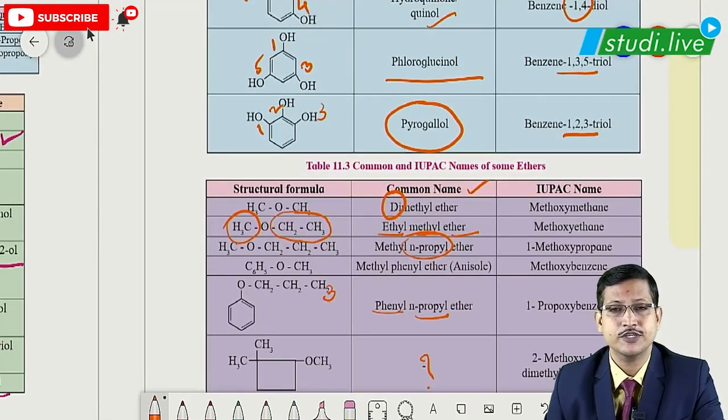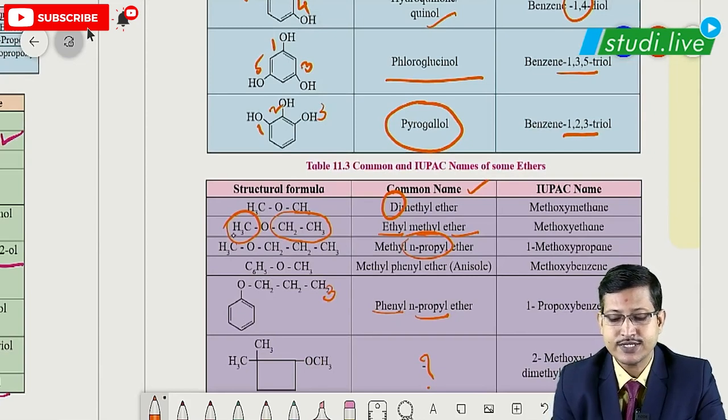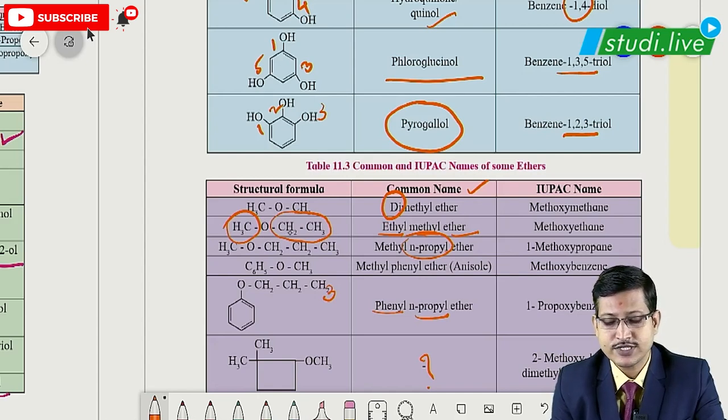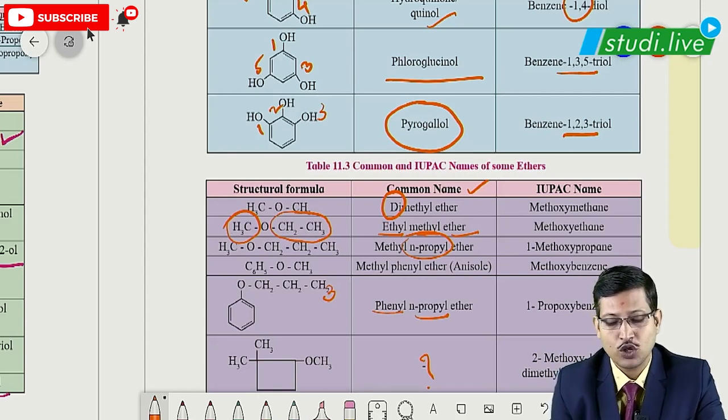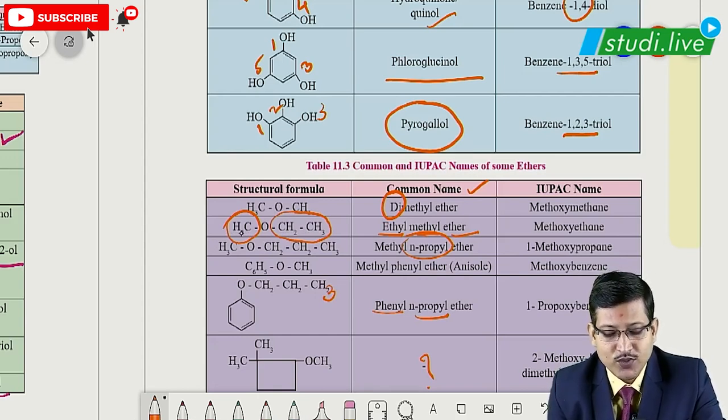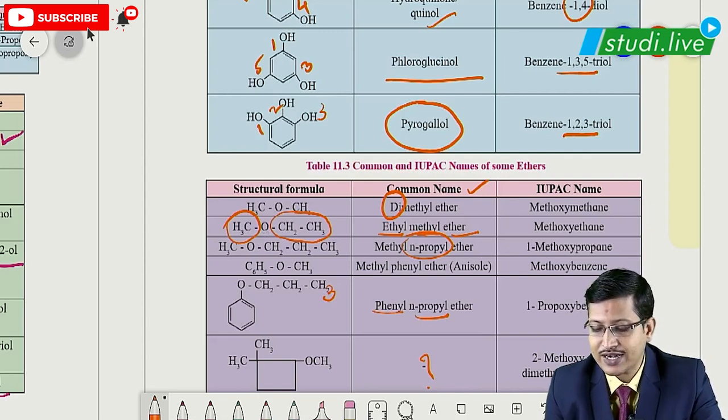This example is clear. The second one, CH3OCH2CH3. Now in this case you have got O in the center. Now CH2CH3 is 2 carbon atoms. Here this is 1 carbon atom. Which is the lower one? The lower one is CH3. So this will combine with O and that will give you methoxy, right?